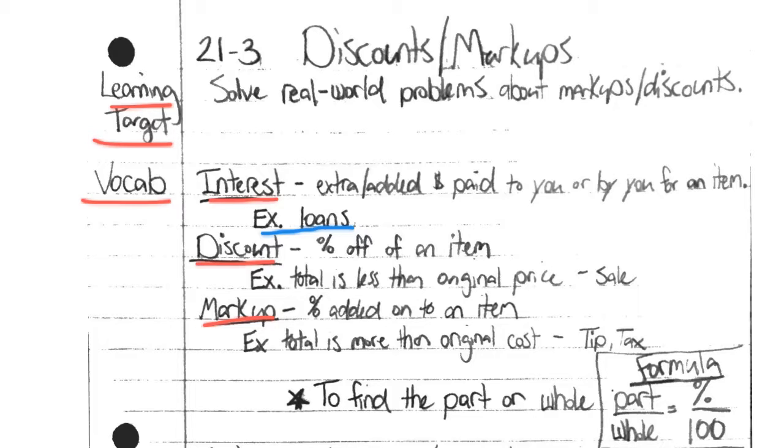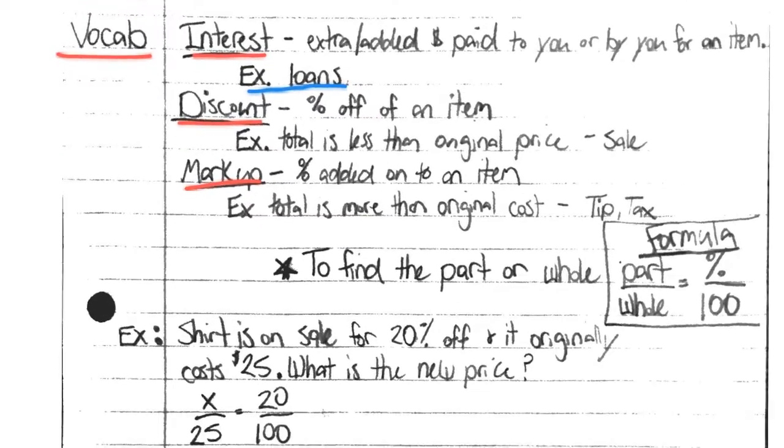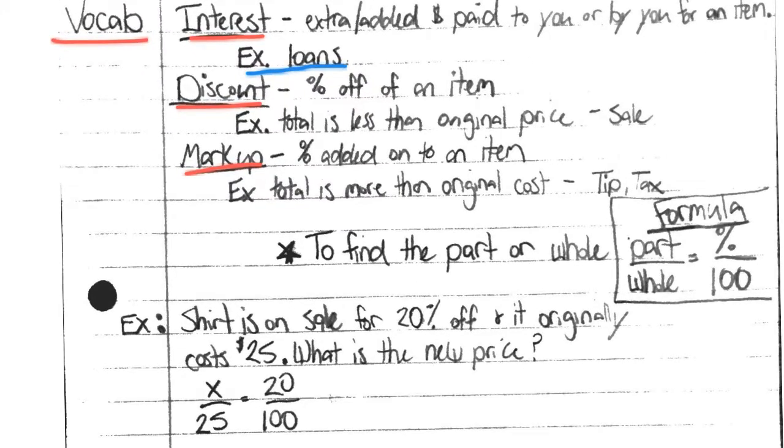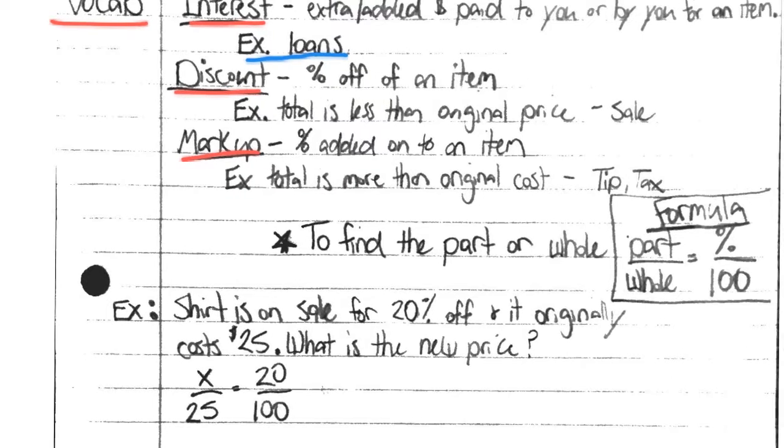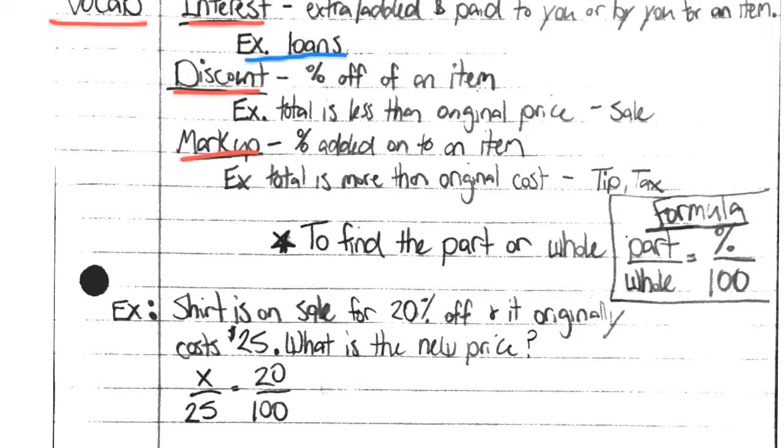Now, a reminder of our formula here. Our formula for discounts, markups, interest, all that stuff, it is part over whole, percent over 100. So our formula over here is in our box, part over whole, percent over 100. We just kind of have to figure out what we know and plug in those parts, and then we'll always have that one missing piece, which is what we're finding. So we're going to do a couple of examples here. 2 examples to be exact.